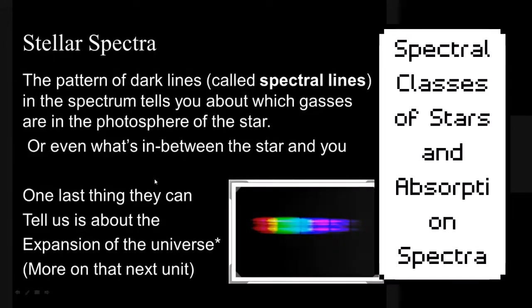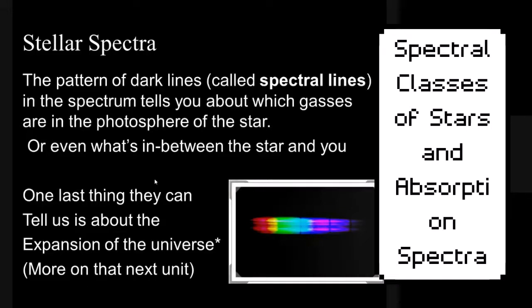So for stellar spectra, like I mentioned, almost all spectra out there are going to be absorption spectra, and they tell you what gases are in the photosphere of that star, what gases are in their atmosphere, and even what nebulas are between you and the star. So if there's a cloud of gas and dust between you and what you're looking at, absorption lines can tell you the difference.